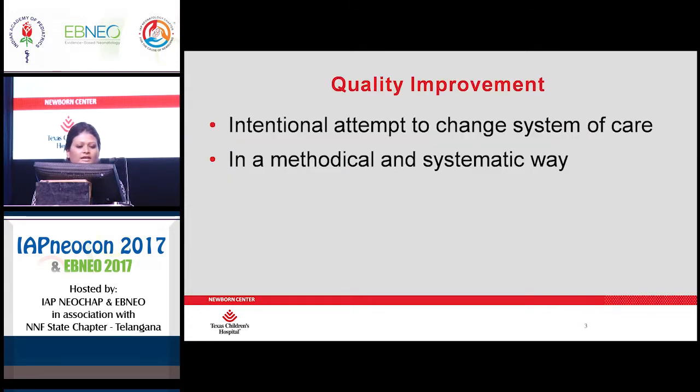Just to go back to the baseline, what is the definition of quality improvement? It's an intentional attempt to change system of care in a methodical and systematic way. And Dr. Soul has already explained to us how we do that.